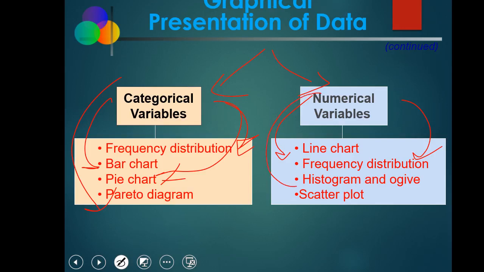Histogram, in fact, is developed from the frequency distribution diagram, and if we take the cumulative of that, we can also obtain ogives from it. And a scatter plot is a very initial check to determine the relationship between two variables. We will also discuss that later.